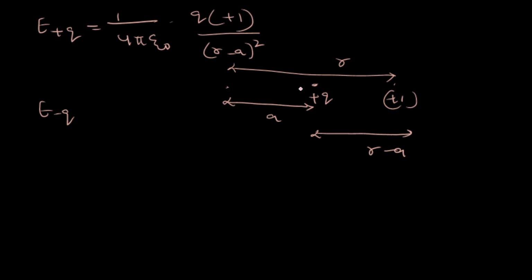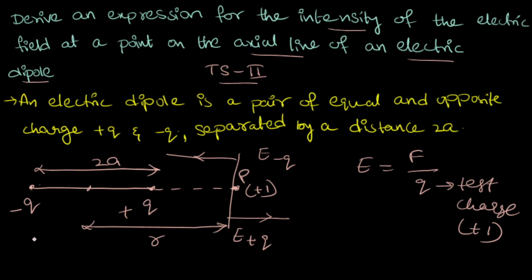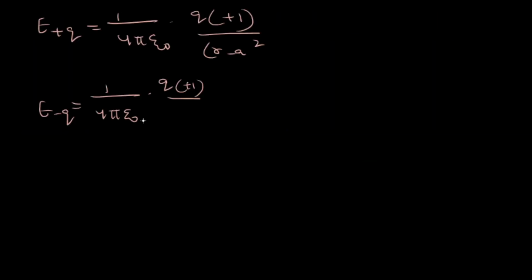What is the electric field due to the negative charge? It will be equal to 1 by 4 pi epsilon naught into Q into the unit positive charge, divided by the square of the distance between this negative charge and the unit positive charge. What is that distance? See, this distance is a and this distance is r. Therefore, the total distance will be r plus a.